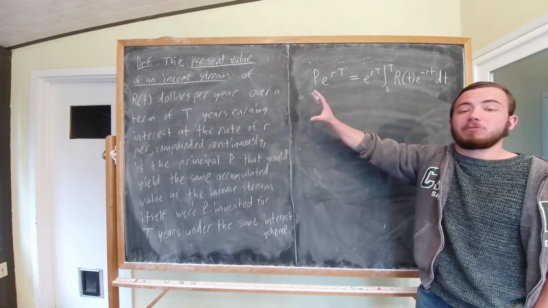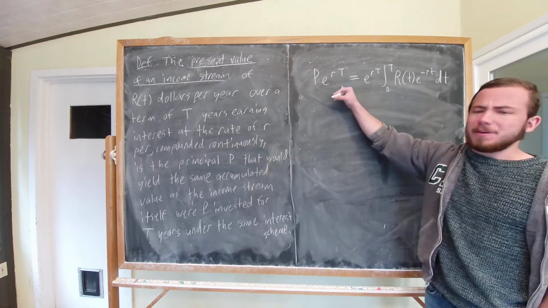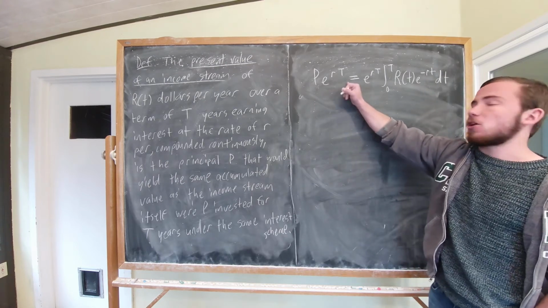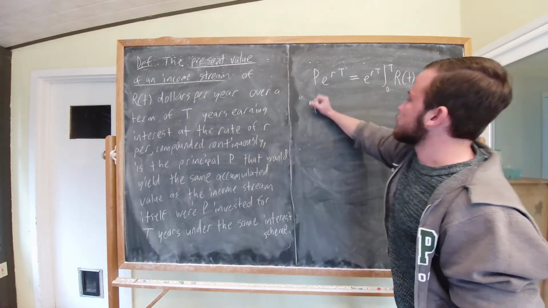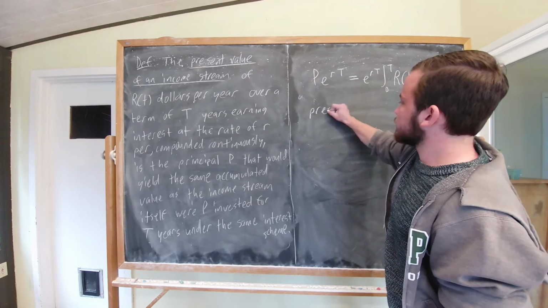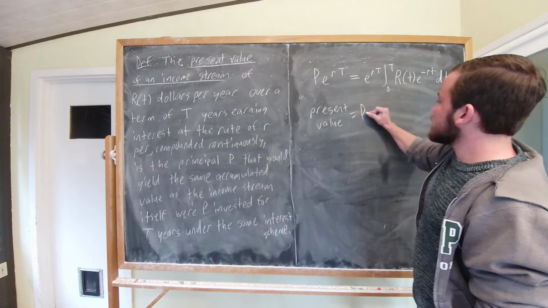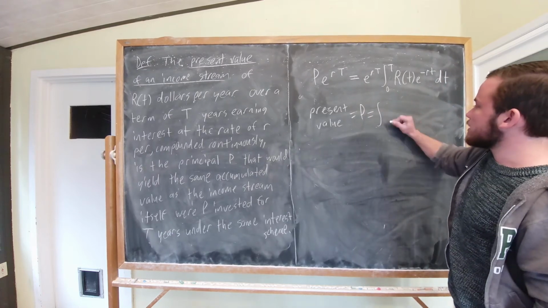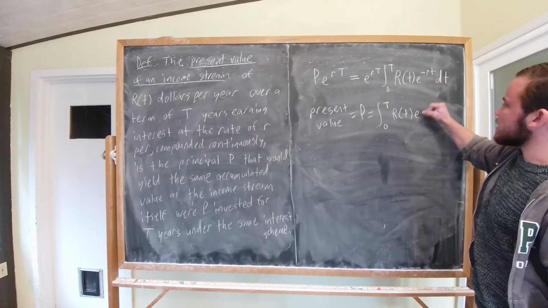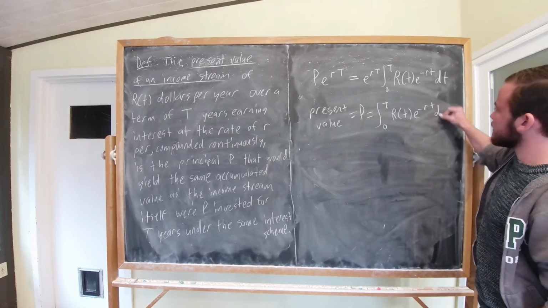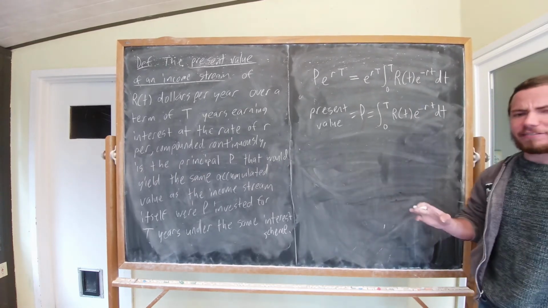So we're getting P, we're not given P. And if I want to get P, I might as well just divide both sides by e to the r capital T, and that'll cancel that away. So you're just left with our present value, which is the P, and it's equal to the integral from 0 to T of R of t e to the negative little r little t dt. Alright, so that's kind of a key thing to realize.